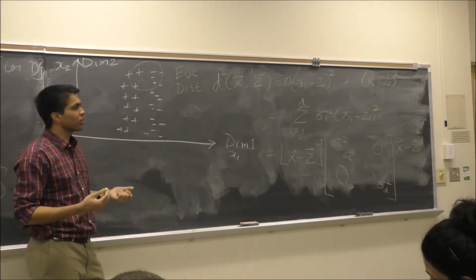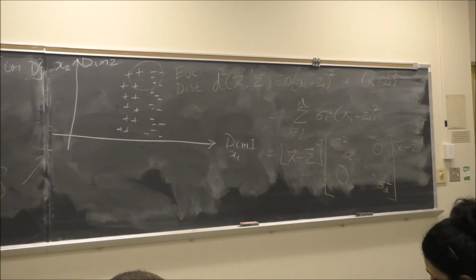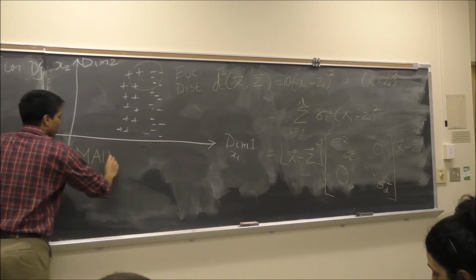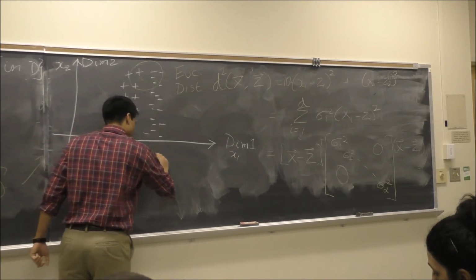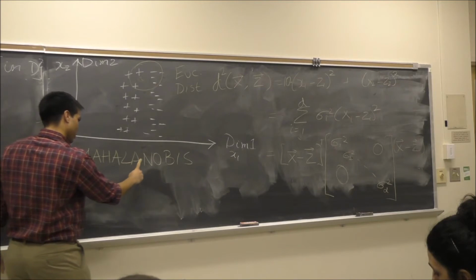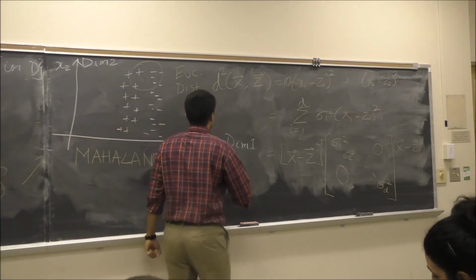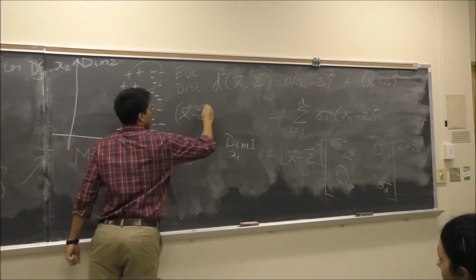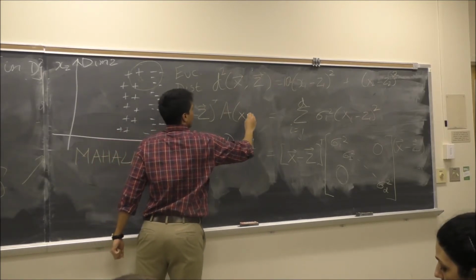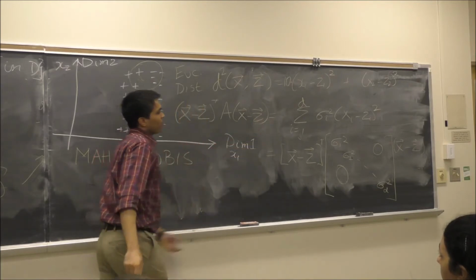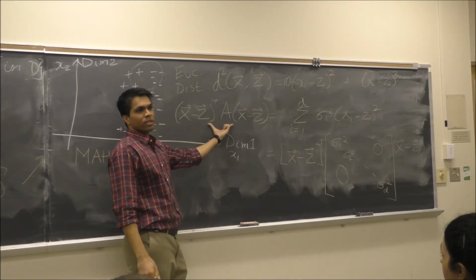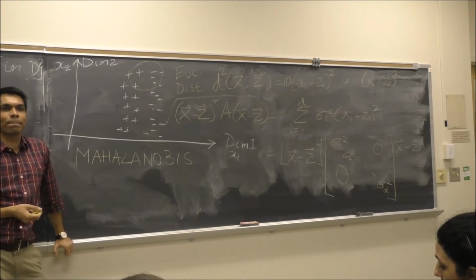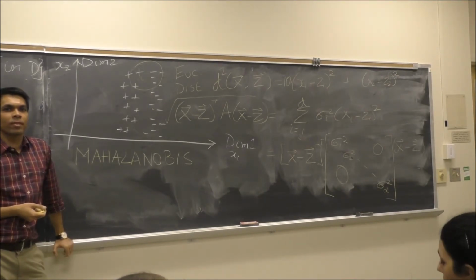So this is a special case of a type of distance that people have heard of, something called the Mahalanobis distance. Has anyone heard of it? One person. Okay. So this is called the Mahalanobis distance, and the general form is (x minus z) transpose A (x minus z). So instead of having a diagonal matrix, you can have an arbitrary matrix sitting in between. And so this is the distance squared. You take the square root of that and get the Mahalanobis distance. Does that make sense? Okay.